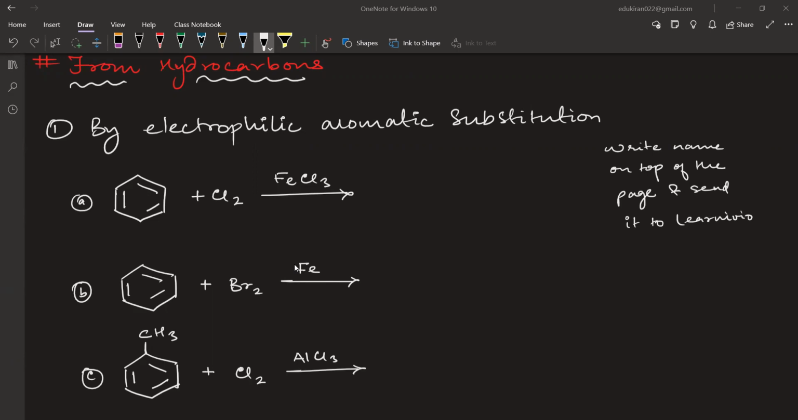Maimuna, what about you? भेजा आपने? Sir, I'll send through the chat box. Is that okay? हाँ, fine. That is fine. No problem. But send it to me, okay? Not Learnivio here. Send it to me. Yes, sir.